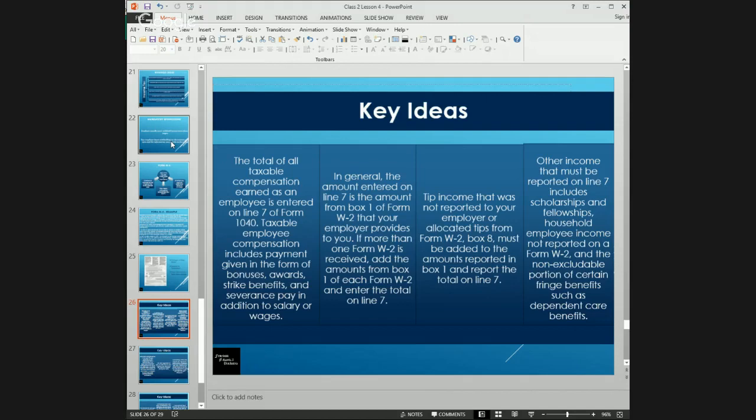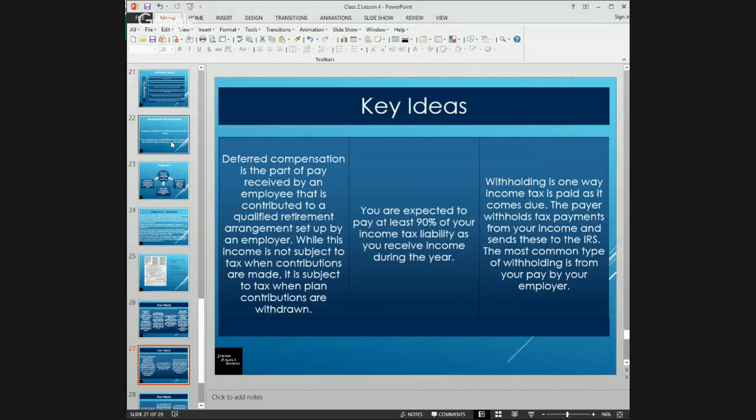Usually your information can be found in boxes 12 and 14. In the case of deferred compensation, this is the part of the pay that's received by an employee that's contributed to what we call a qualified account. This can be an IRA, it can be a 401k, it could be one of the government accounts. I don't know everybody's special numbers. And while this income is not subject to tax when it's contributed to the account, it will be taxed when the money is withdrawn.